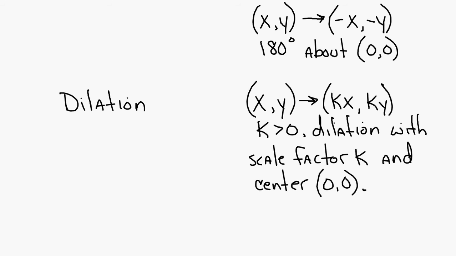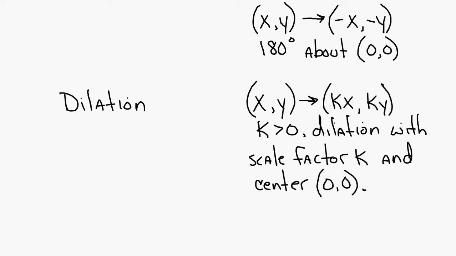So can you imagine an image or a figure, and you took all of the x values and multiplied them by 2, and all of the y values and multiplied them by 2? That would be a constant, right? What would the scale factor be in that case? 2. If you multiply all the x values by 2 and all the y values by 2, that makes your scale factor 2.